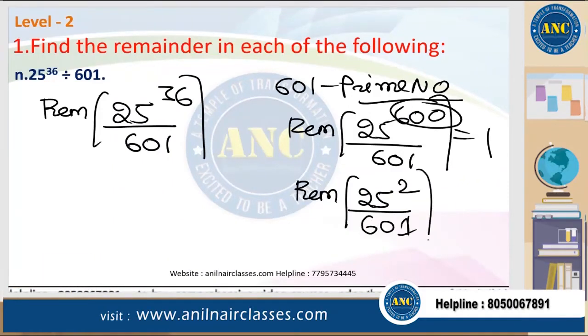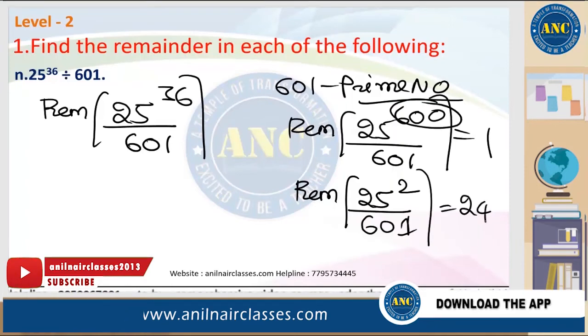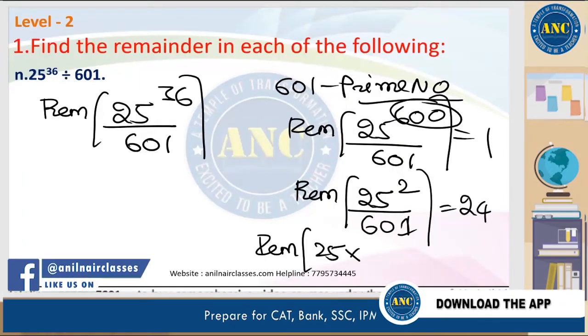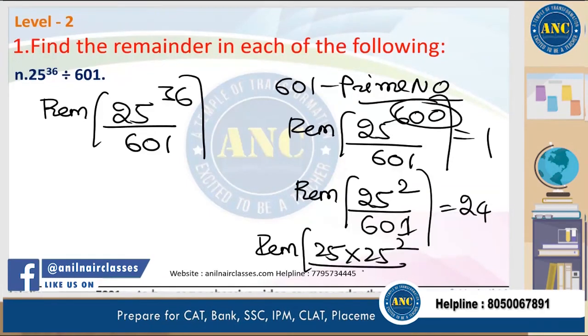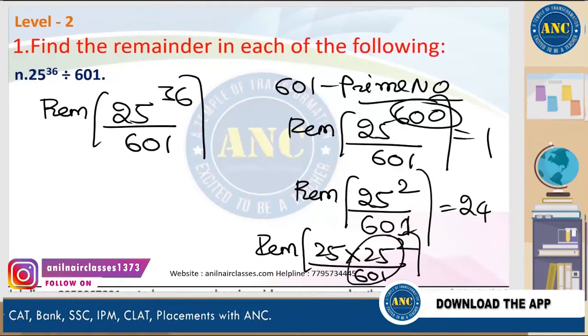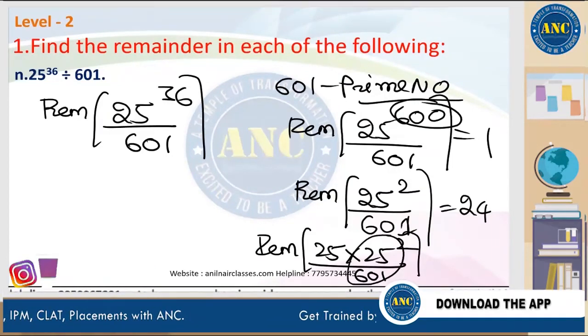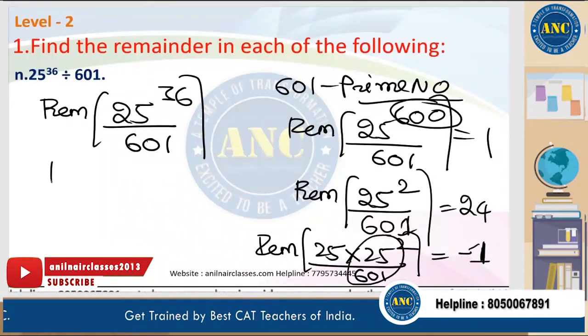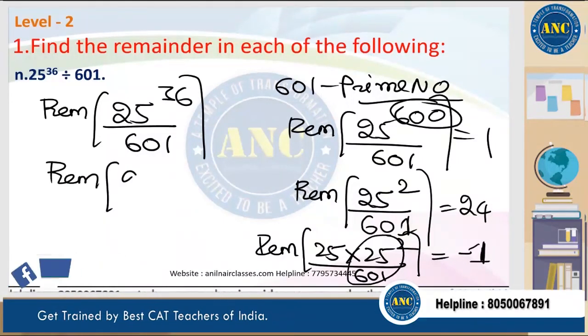25 square is 625. 625 divided by 601 leaves 24. Then the remainder of 25 cube is 25 into 25 square divided by 601. That is 24 into 25, which is 600. So it is minus 1. That means remainder minus 1, that is what I told you.